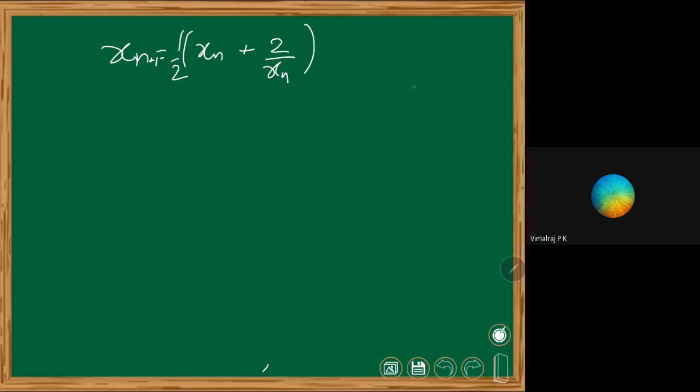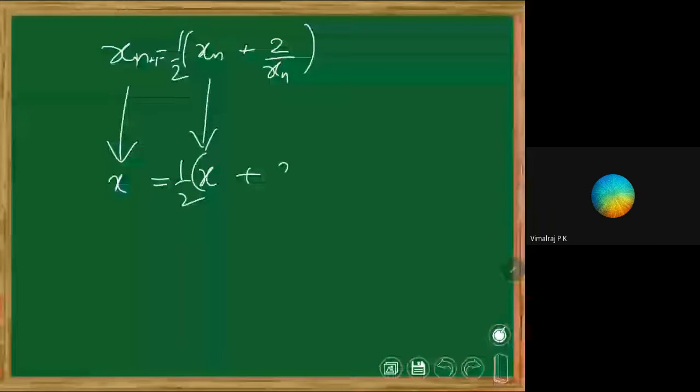Basically, suppose it has a limit, xn converges to x. What happens on this level? x should be equal to half of x plus 2 by x. Am I right? If x is the limit. Am I right or not?